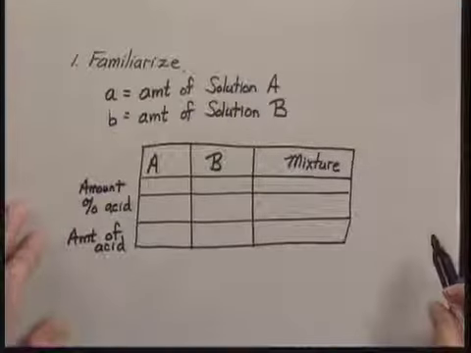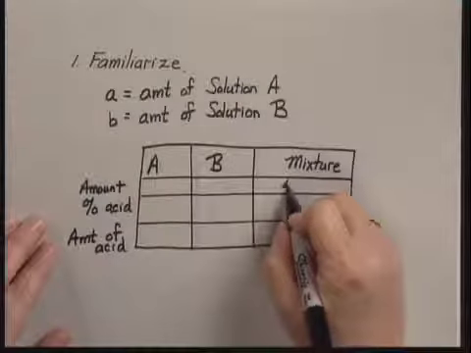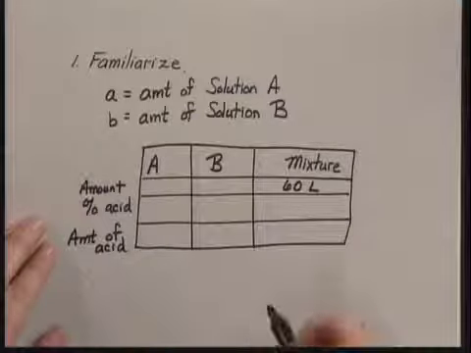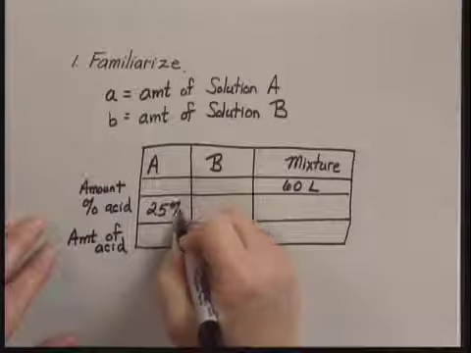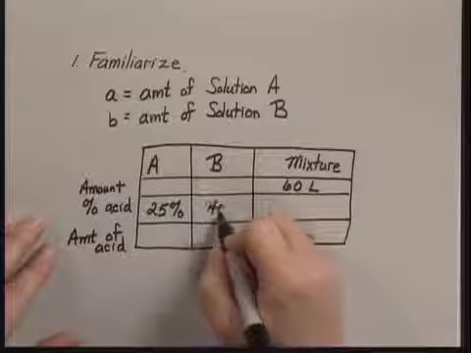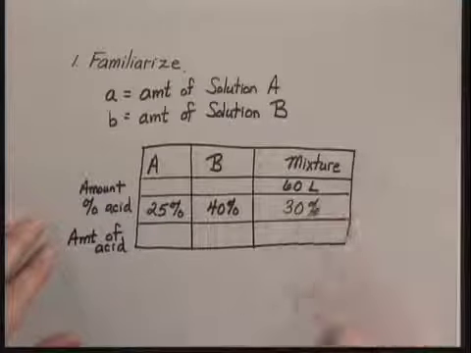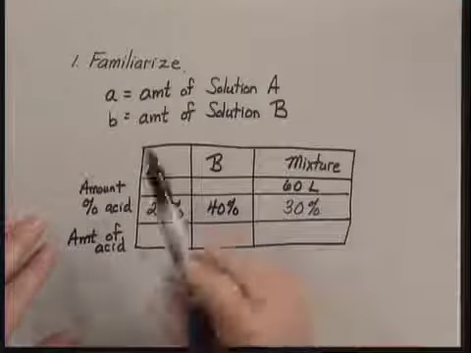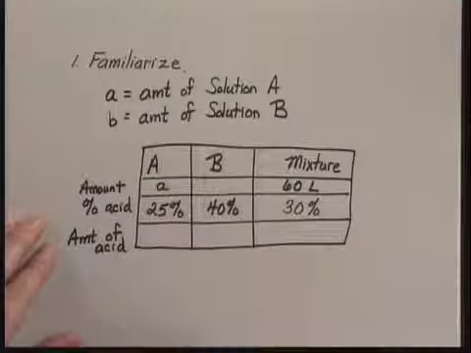Now, what I do is I fill in what I know. I know how much mixture I want total. I want 60 liters. I know the percent acid for all three. Solution A was 25% acid. Solution B was 40% acid. And the mixture we want to be 30% acid. Now, is there anything else I know? Well, I've defined two variables, A and B. I'll put those in. The amount of solution A was A. The amount of solution B was B.